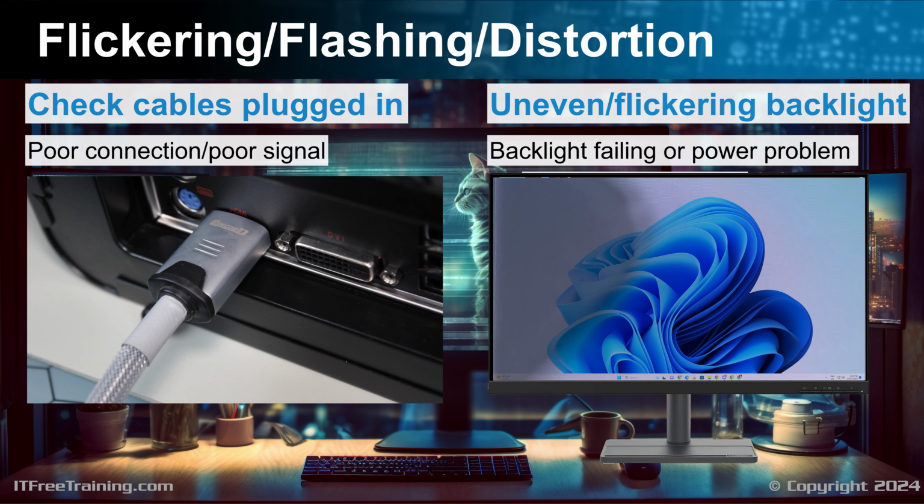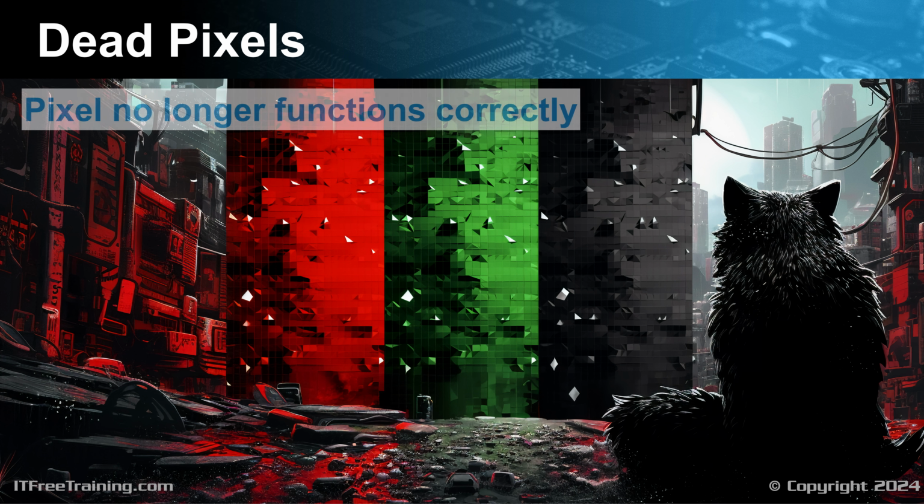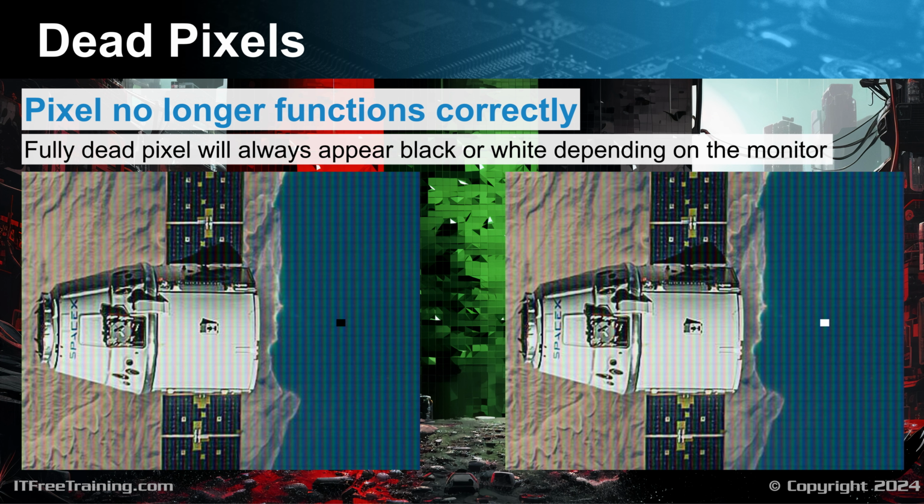Dead pixels occur when one or more pixels on your monitor cease to function properly. Each pixel consists of red, green, and blue subpixels. If all three components fail, the pixel will appear either black or white depending on the monitor's design. In monitors where blocking light is the default state, a non-functioning pixel will appear black. Conversely, in monitors that naturally allow light to pass through, a dead pixel will show up as white.